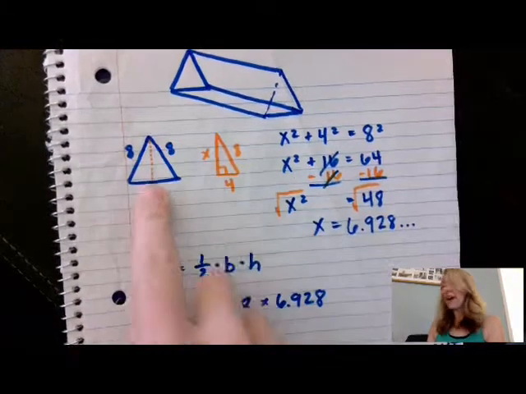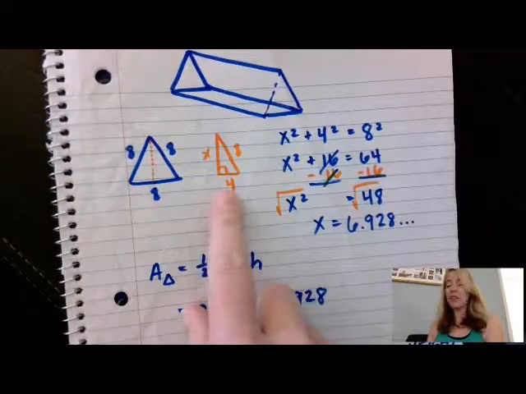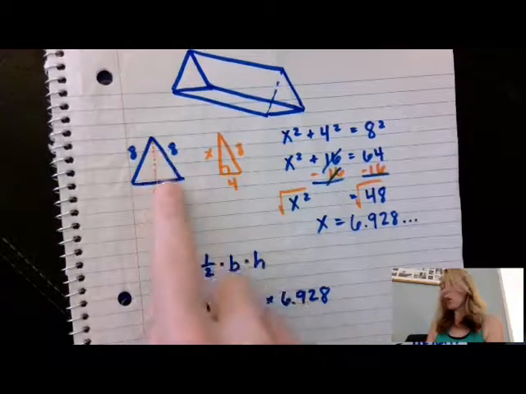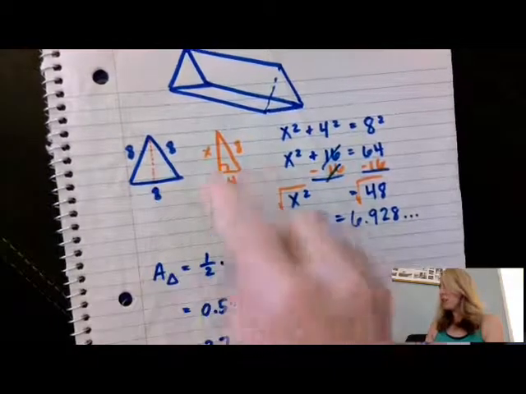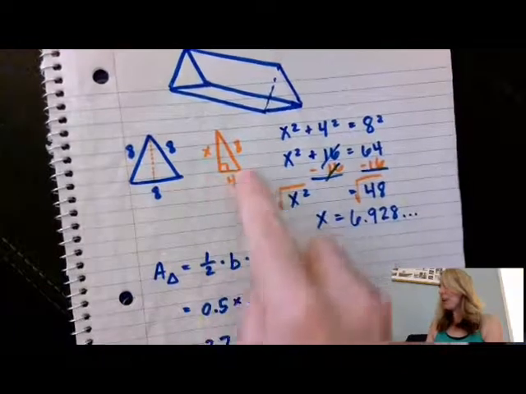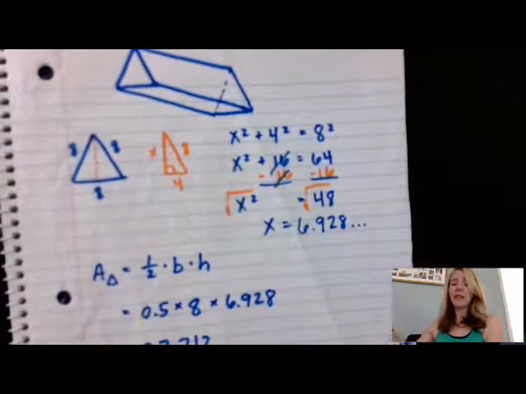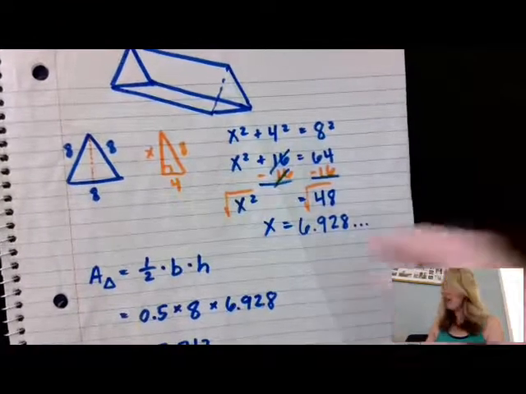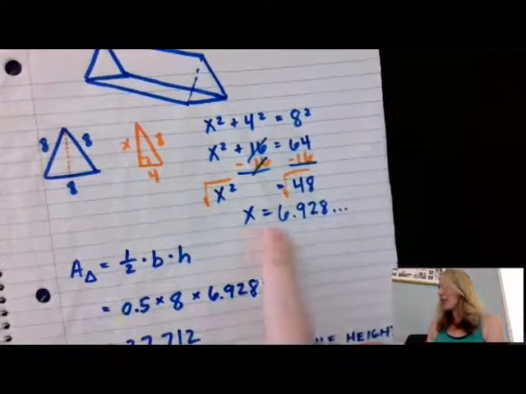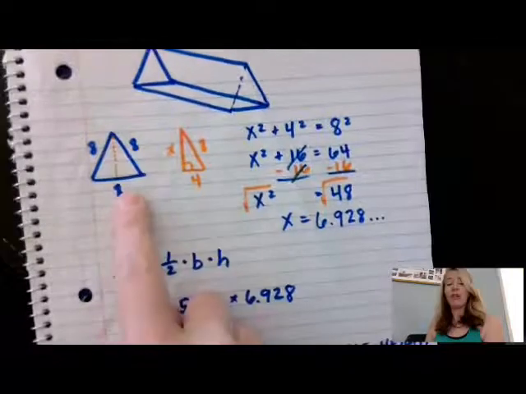and we don't know the height, so we can't find the area of that base, but if we use the Pythagorean theorem, we can kind of hone in on half of that triangle, and we've got the base of 4, or sorry, the side of 4, the hypotenuse of 8. So we just do the Pythagorean theorem, x squared plus 4 squared equals 8 squared. Go ahead and solve, and you get x equals 6.928. So that's the height of our triangle now.